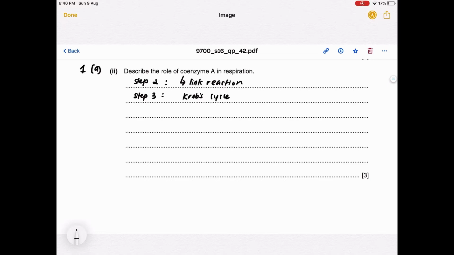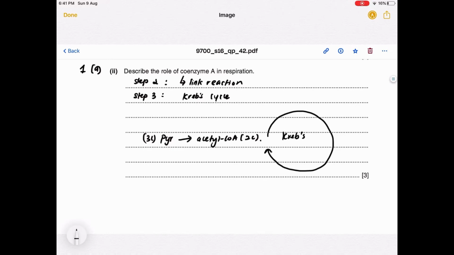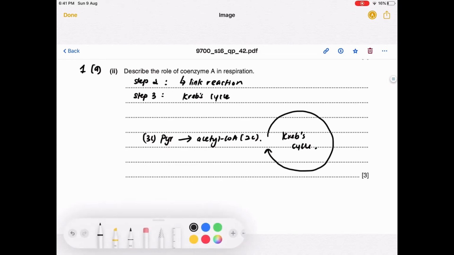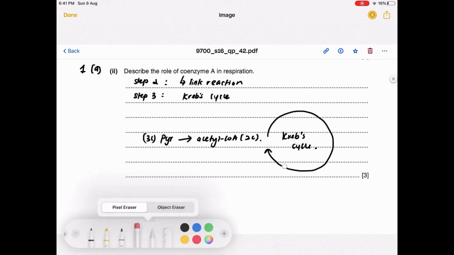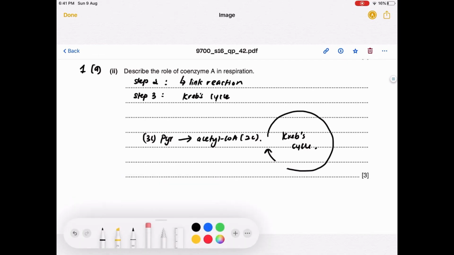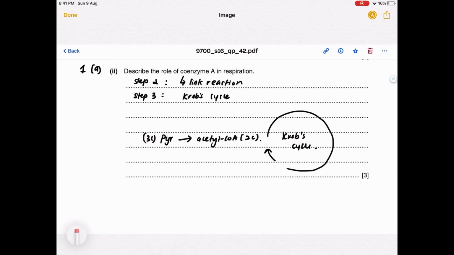So we know that link reaction is where pyruvate is converted to acetyl-CoA. So when this acetyl-CoA wants to join the Krebs cycle, the question here is, how does the Krebs cycle know that this molecule is allowed to join the Krebs cycle, especially joining who? Who is the first molecule in the cycle itself? That's where we have oxaloacetate, the 4-carbon molecule.